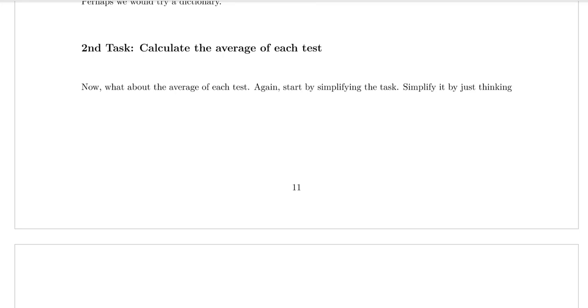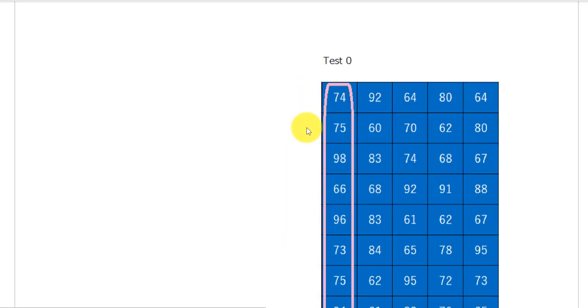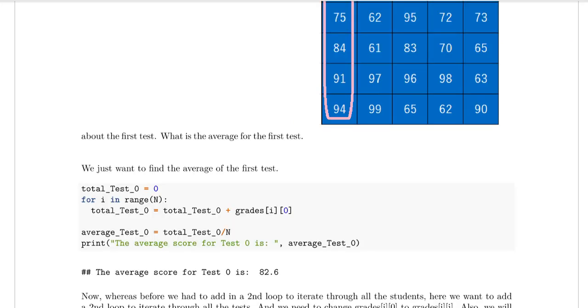Okay, so we were able to calculate the average for each student. And now we just want to finish up by also calculating the average for each test. In other words, the average for each column. So when we calculated the average for each student, we were calculating the average for each row. And now we want to calculate the average for each column. So again, let's start out by simplifying the task. And so we will focus just on column 1, or just test 0.